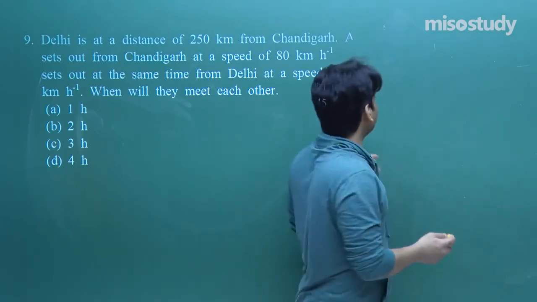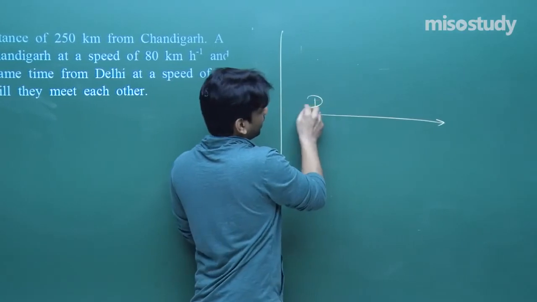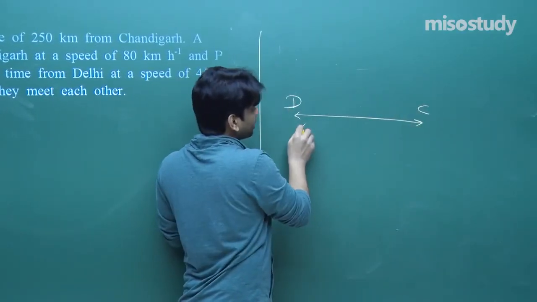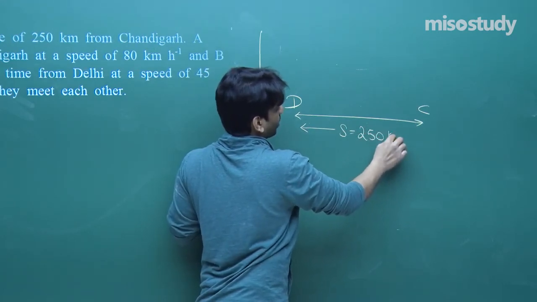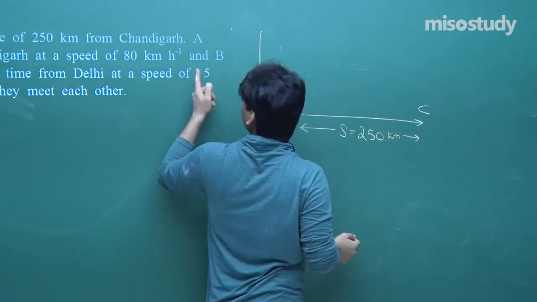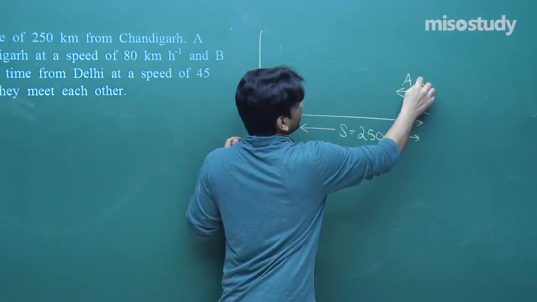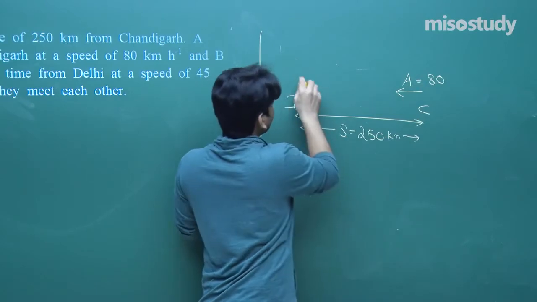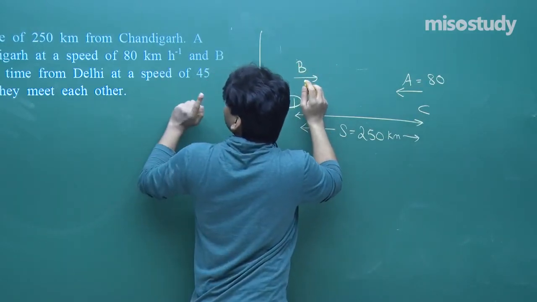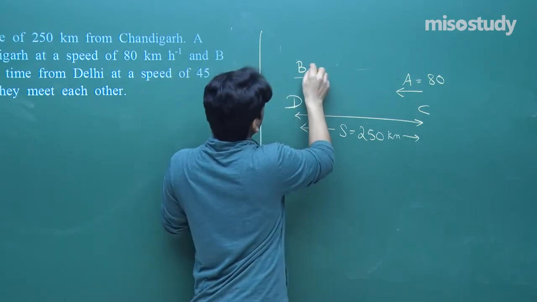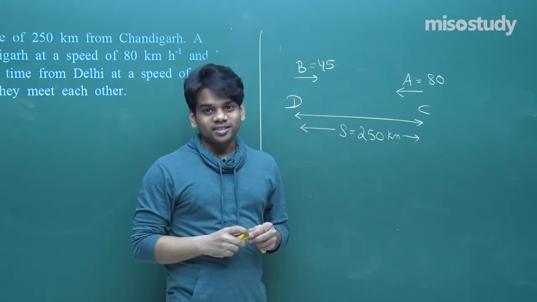Let's check. Delhi and Chandigarh, the distance of 250 km has been given to us. Now see, it's given that A sets out from Chandigarh at a speed of 80 km per hour, and B sets out from Delhi at a speed of 45 km per hour. This is what has been given. Both are approaching towards each other.